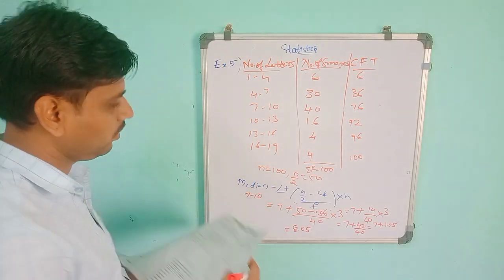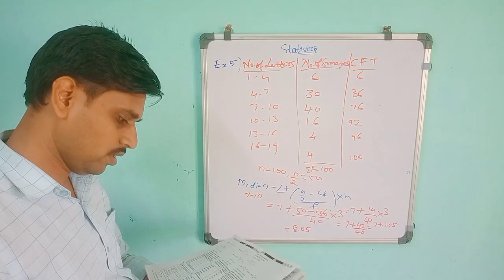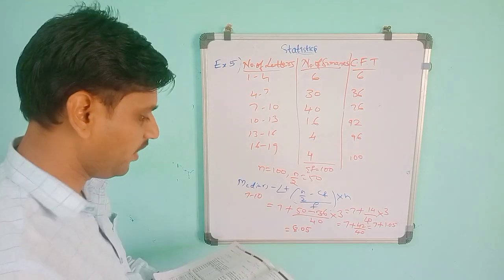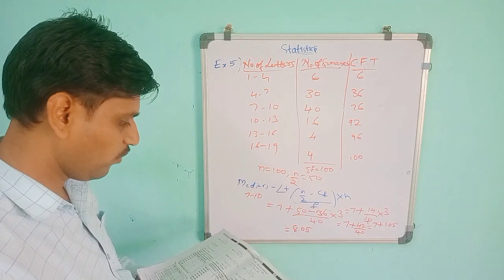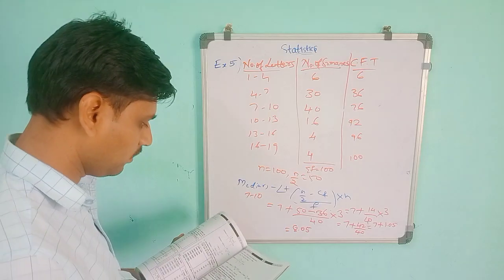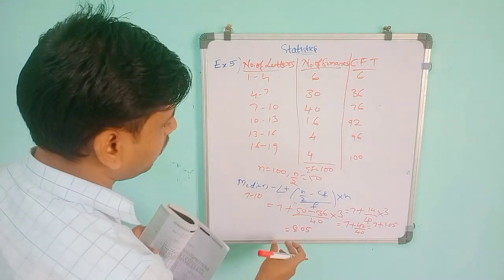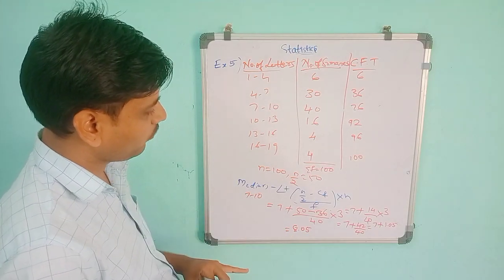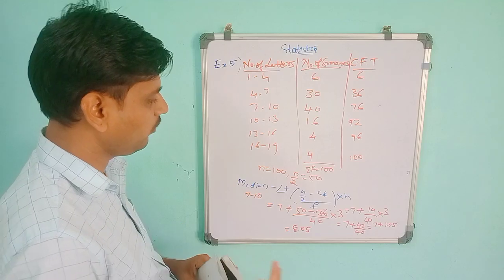So the median number of letters is 8.05. It means 50% of the surnames have fewer than 8.05 letters, and 50% have more than 8.05 letters.